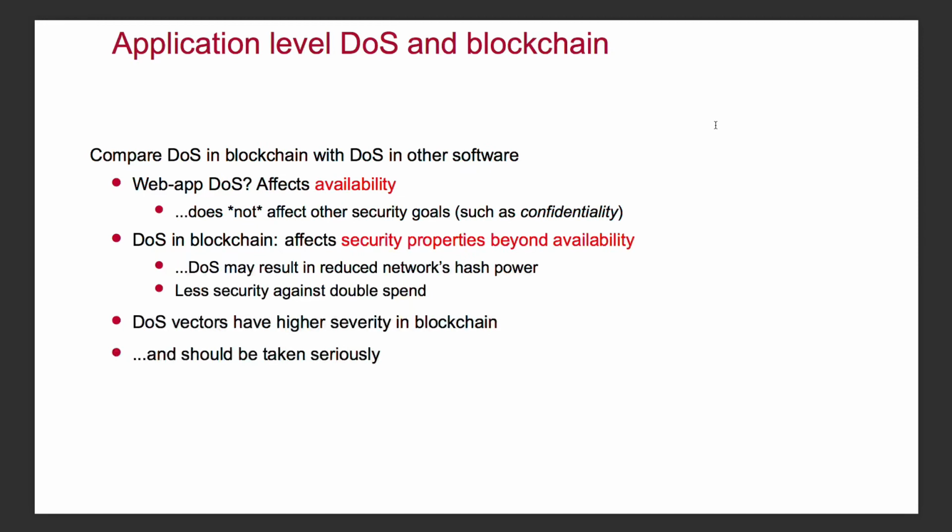DoS in blockchain results, basically, if you crash nodes, such as nodes that mine new blocks, then effectively the network's hash power is reduced, and then there is less security against the double spend attack. So in blockchain, DoS gets this new power, and it's more powerful than elsewhere. It basically reduces security against the double spend, and resistance against the double spend attack is the main point of the Satoshi blockchain. Yeah, so DoS vectors have higher severity in blockchain.